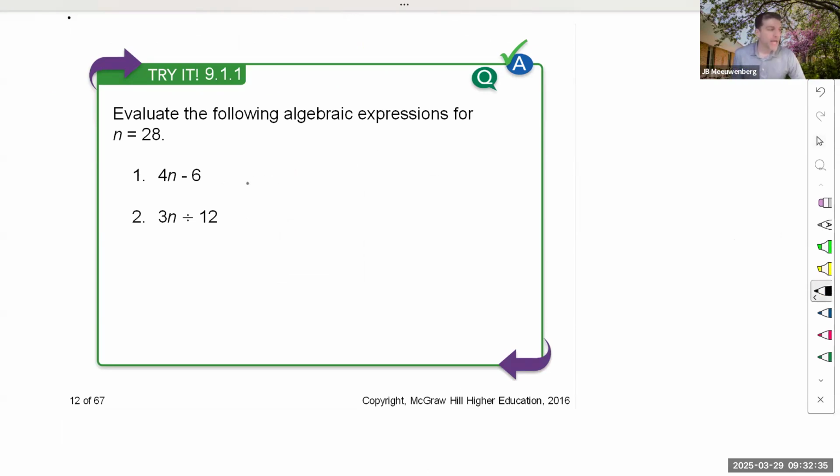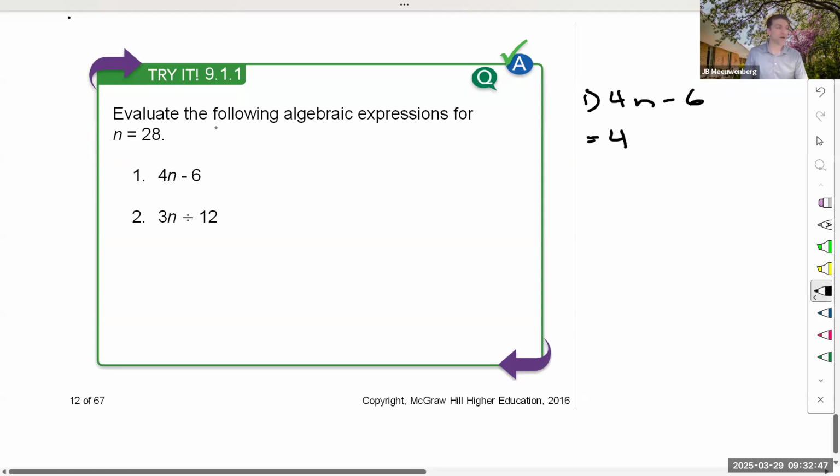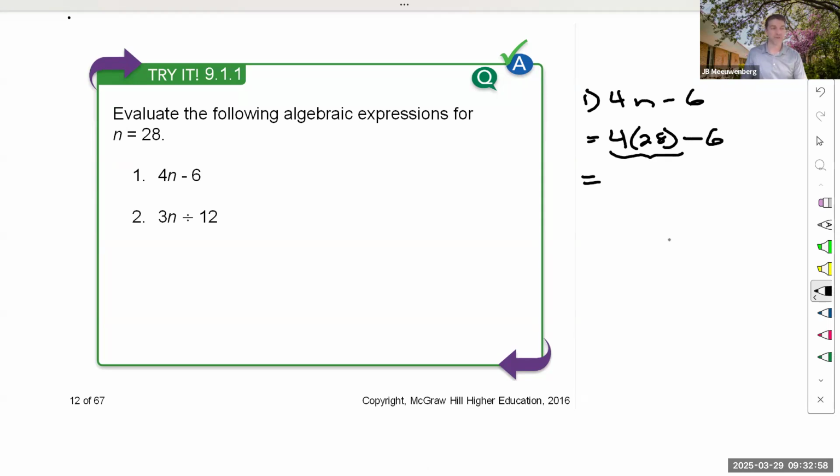So the first one says 4n minus 6. And if we remember that 4n means 4 times n, we would say for number 1, 4n minus 6 is equal to 4 times, and here we're given n equals 28 as our variable value. 4 times 28 minus 6. Remember that we would multiply these first. 4 times 28 is 112. Then we subtract our 6, and we get 106.